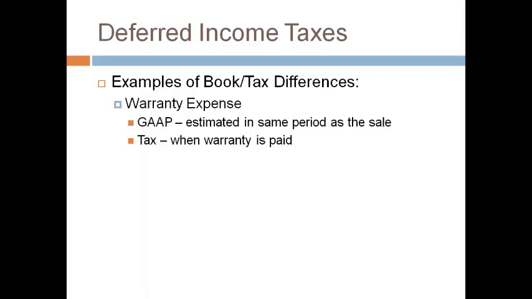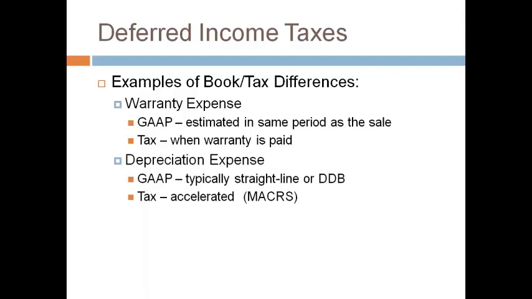A temporary difference occurs in the current period because the expense is recorded and the tax deduction is not taken until in the future when the claim is made. This is a temporary difference because in the future, when the claims are paid, the expense on the income statement and the deduction on the tax return will be the same.